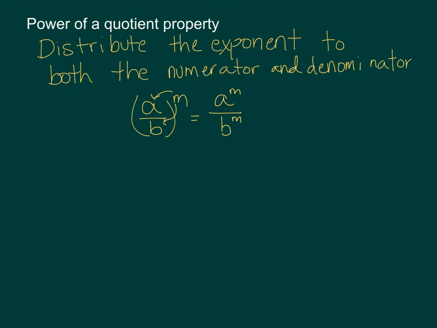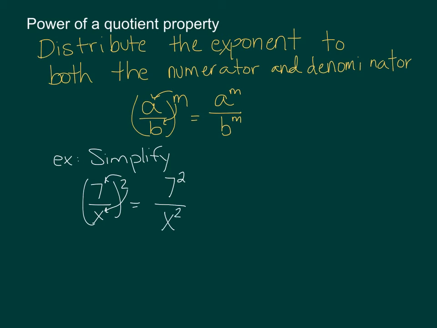So if we had, for example, simplify, let's say we have 7 over x, squared. To simplify this, both of these are going to get an exponent of 2, so we have 7 to the 2nd over x to the 2nd. If you know 7 to the 2nd, you could simplify this as 49 over x squared. Either of these is okay, it'd be your preference.